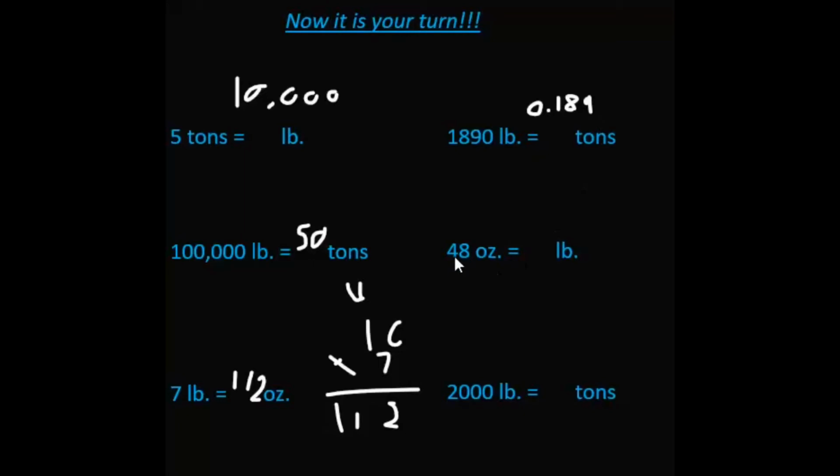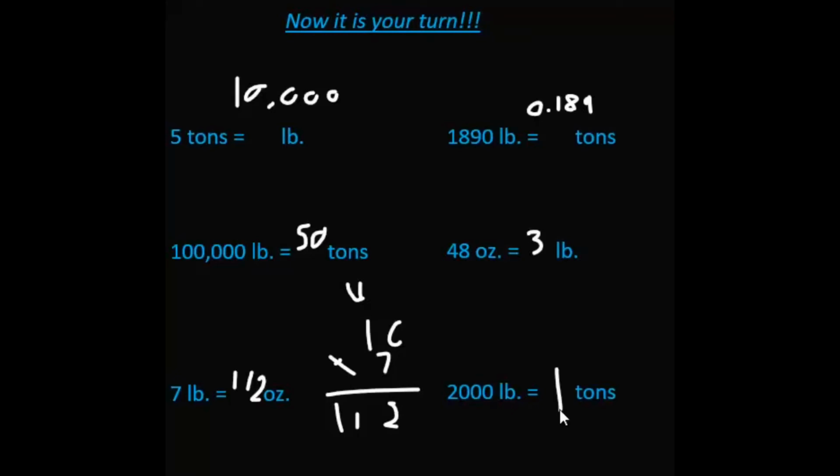Okay. Next is 48 ounces equals how many pounds? So let's count by 16s first. 16, 32, 48. So 48 ounces is equal to 3 pounds. 2,000 pounds is equal to how many tons? So we know that 1 ton is 2,000 pounds. So this only equals 1 ton.